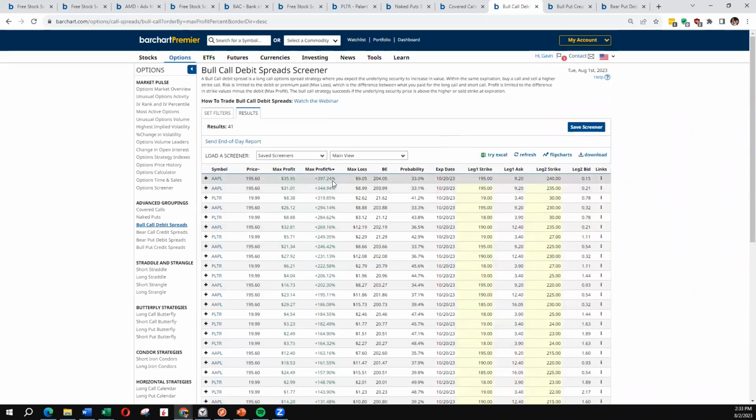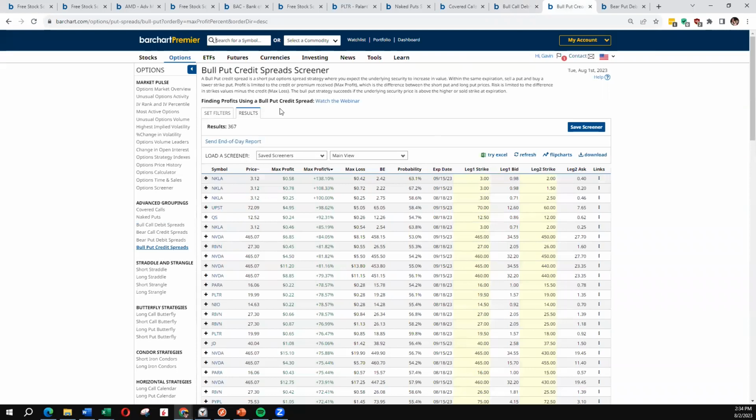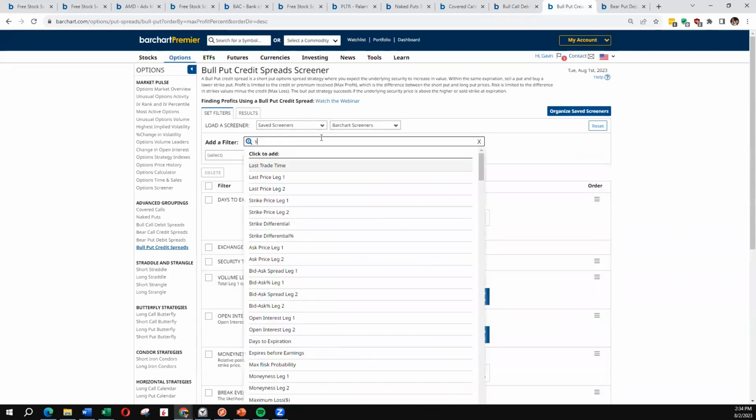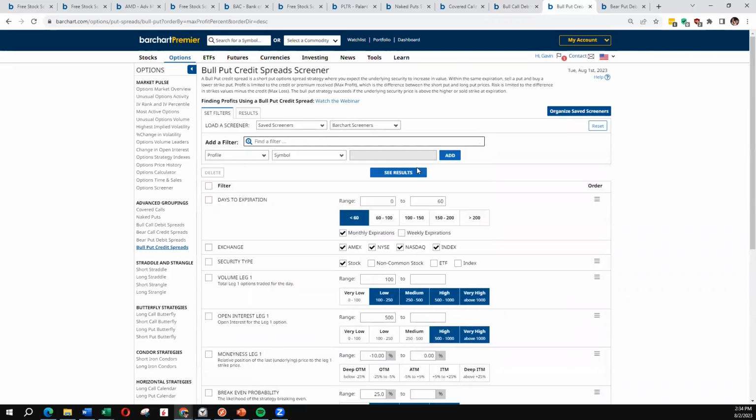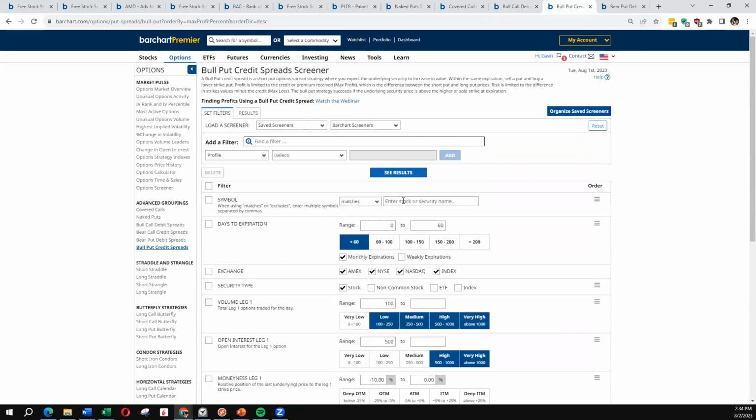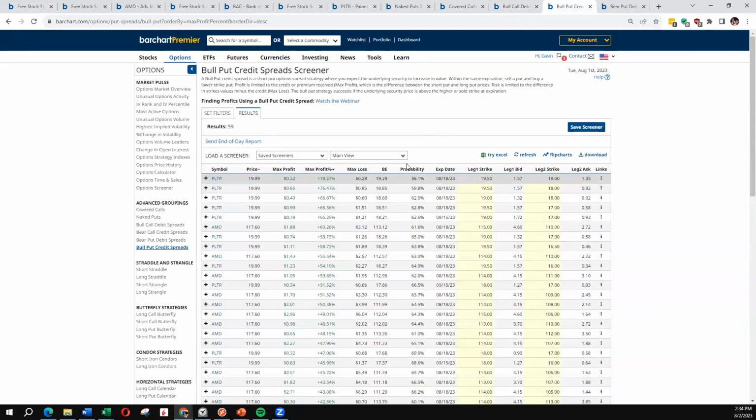We could filter by max profit if we're looking for a high profit potential, lower profit potential but higher probability. Lots of ways we can drill down into those results. Similar with the bull put spread screener. And there's our results.